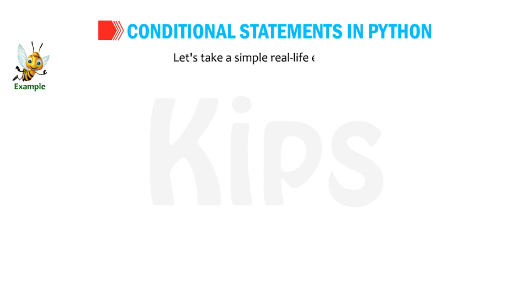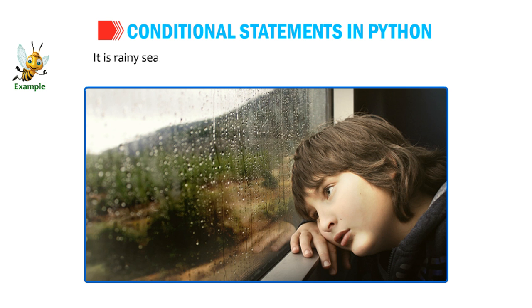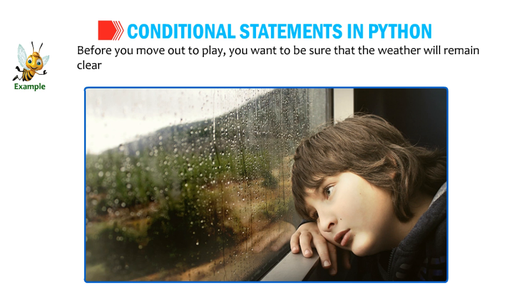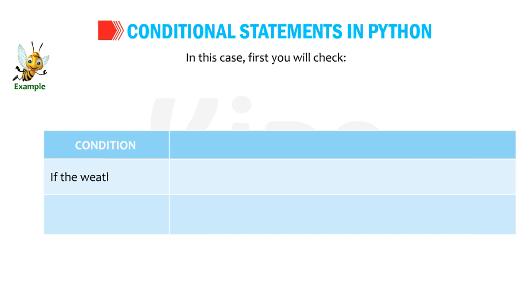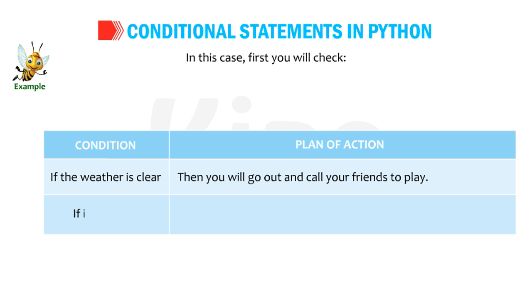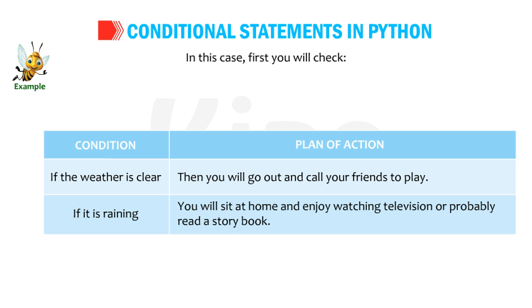Let's take a simple real-life example. It is a rainy season and you want to go out and play with your friends. Before you move out to play, you want to be sure that the weather will remain clear throughout the day or not. In this case, first you will check. Condition: if the weather is clear. Plan of action: then you will go out and call your friends to play. Condition: if it is raining. Plan of action: you will sit at home and enjoy watching television or probably read a storybook.